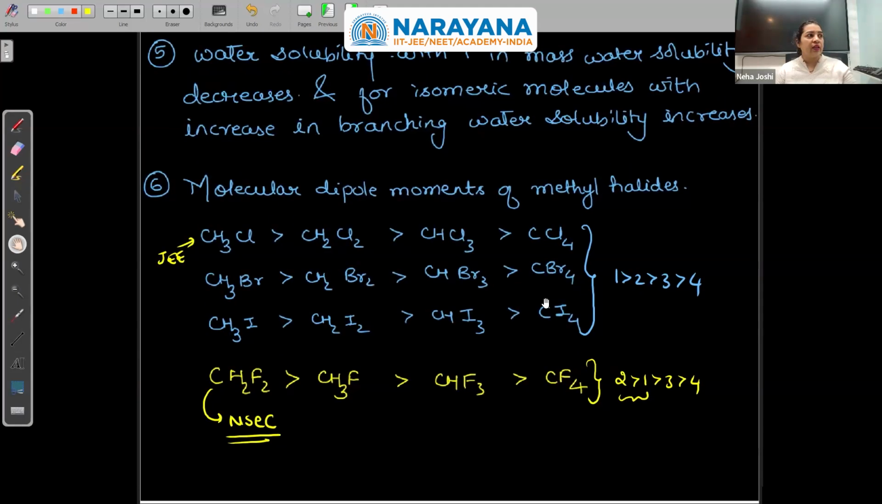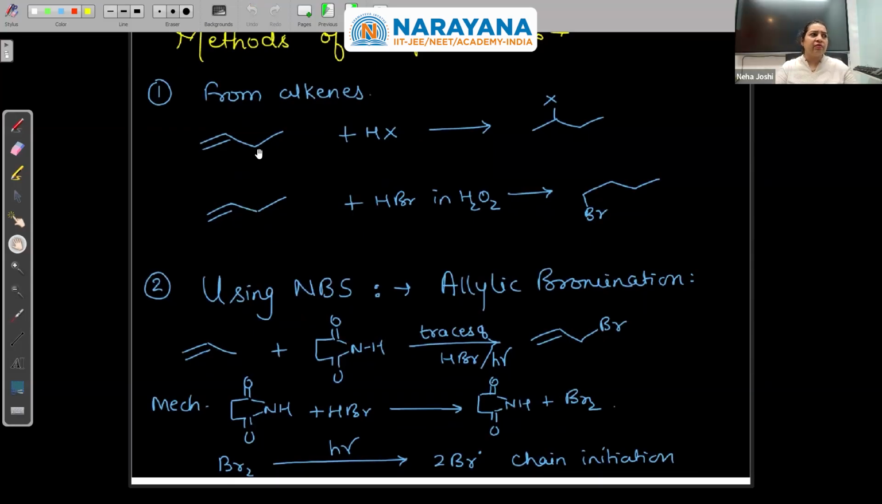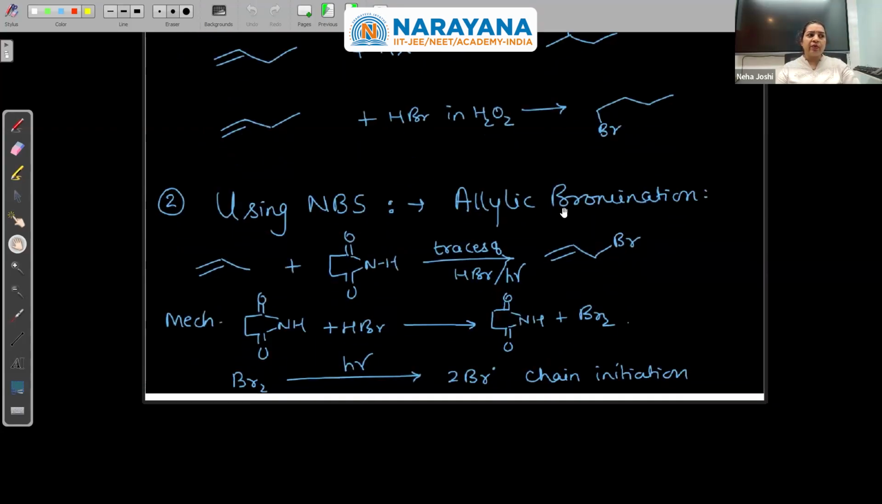Moving further. Methods of preparation from alkenes we have done. Addition of HX, addition of interhalogen compounds, use of NBS, those are repeated. With HX, yes, you can add HBr in H2O2, this is an anti-Markovnikov addition of bromine. Using NBS, which is allylic bromination, you can do it like this.